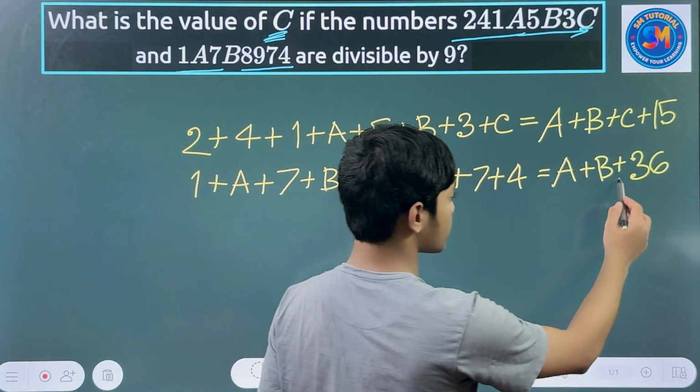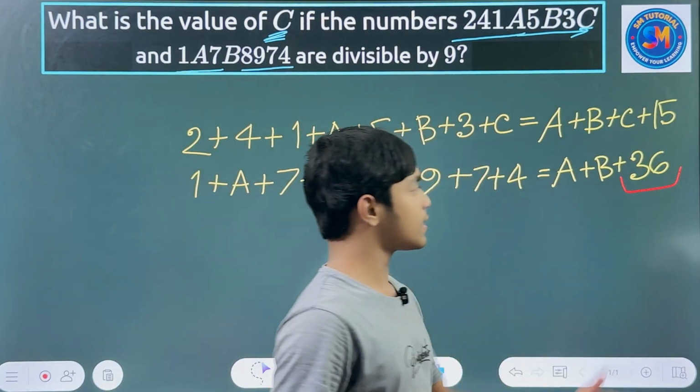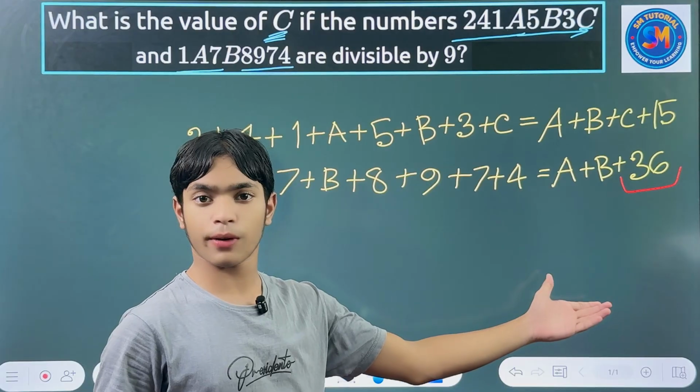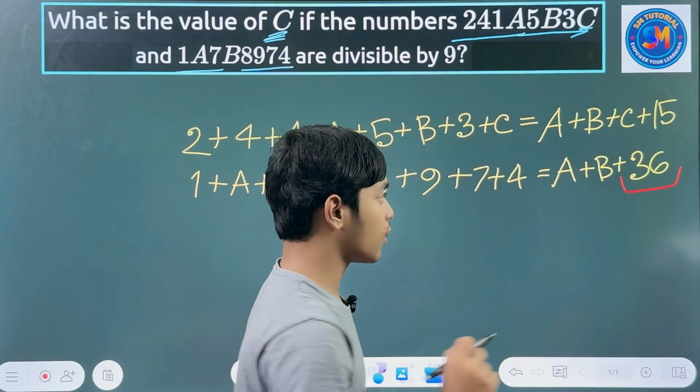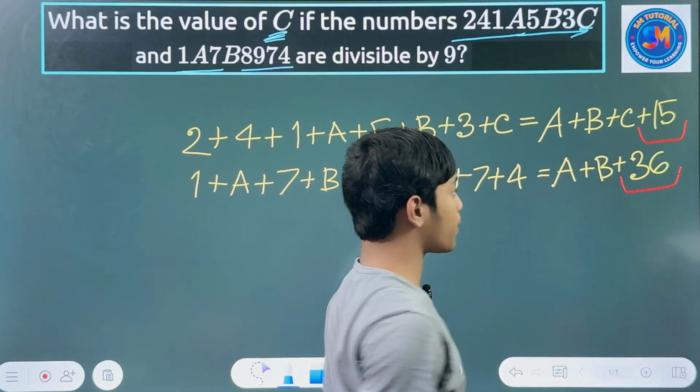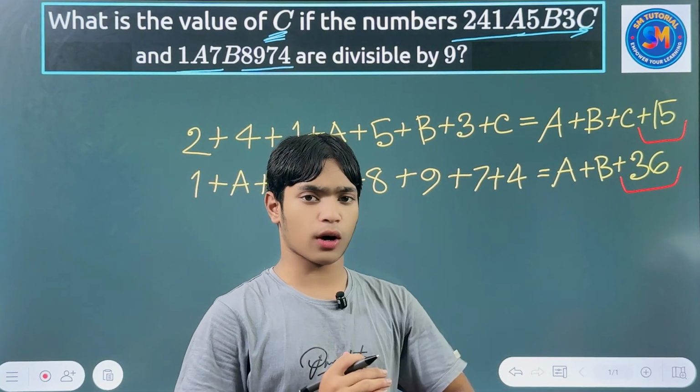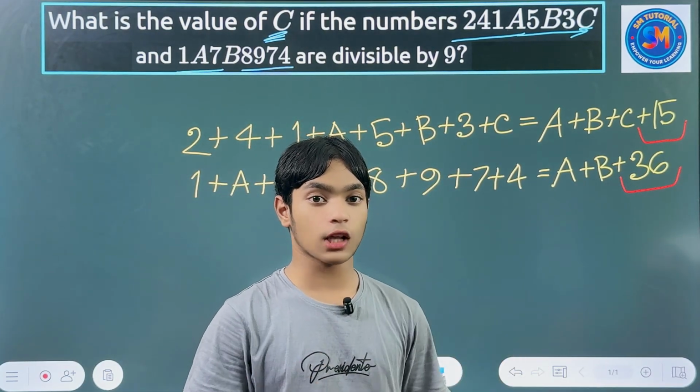First, you can see the 36. Is 36 divisible by 9? Yes, 36 is divisible by 9. And 15 is not divisible by 9. If you think about this, you can solve it by cases.